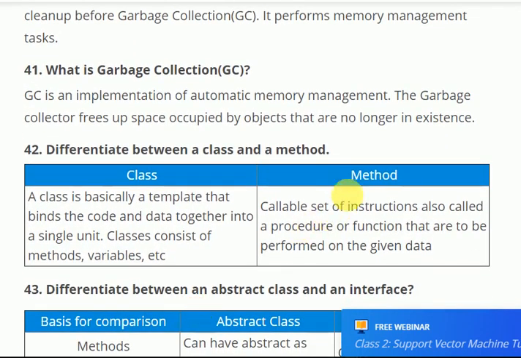A class is a template. A method is a callable set of instructions, also called a procedure or function, that is to be performed on the given data.